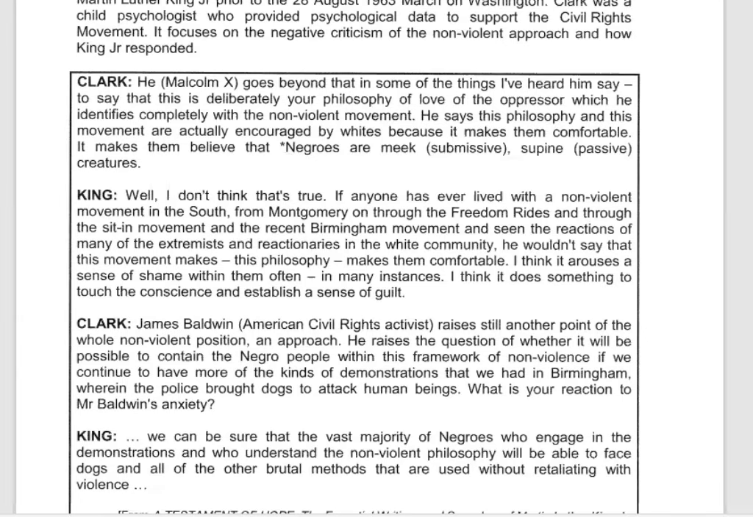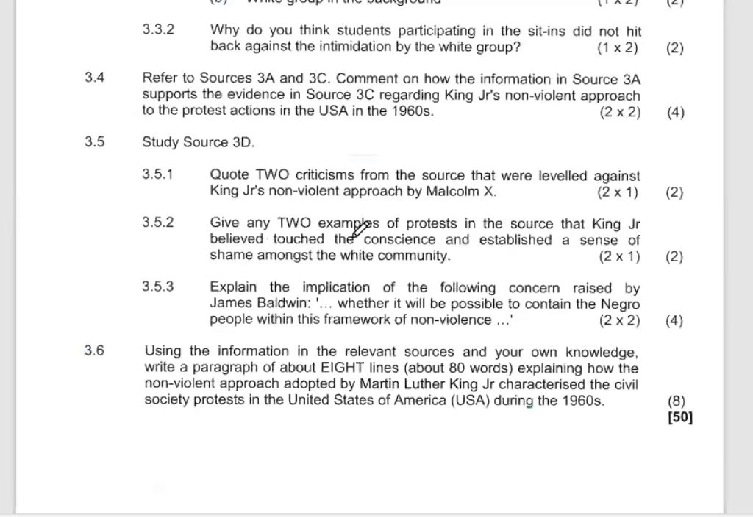Right. Why are they encouraging non-violent protests? Because he's leveling the accusation that it makes them comfortable, makes them believe that the Negroes are submissive and they are passive creatures. Those were the accusations against non-violent protests. It accuses non-violent protests in the sense that it makes the whites comfortable. And also it believes that the Black Americans were submissive, they are meek, and also they are supine, they are passive creatures. Right. Moving on to the next question.